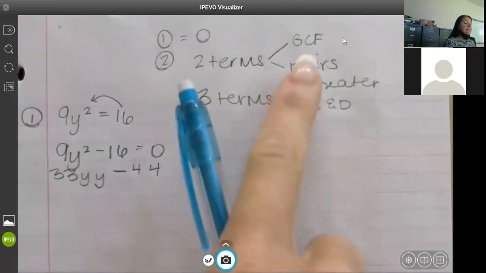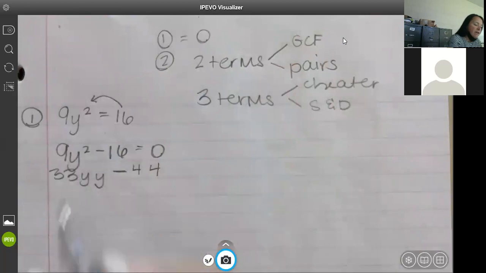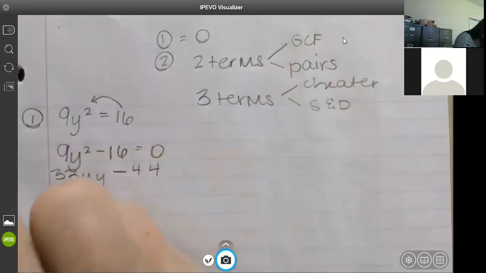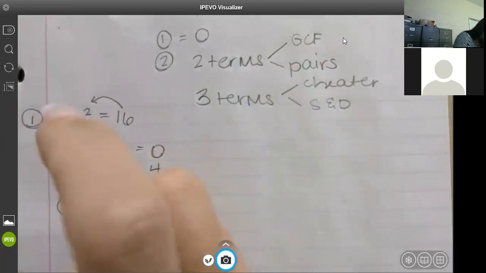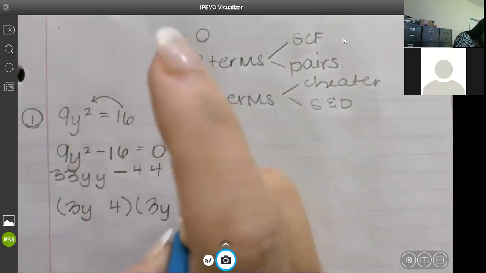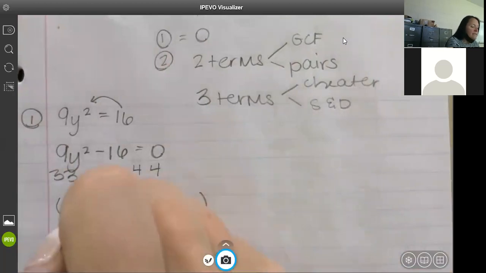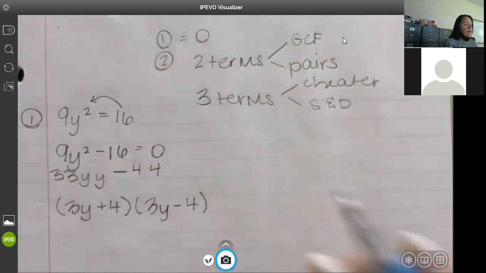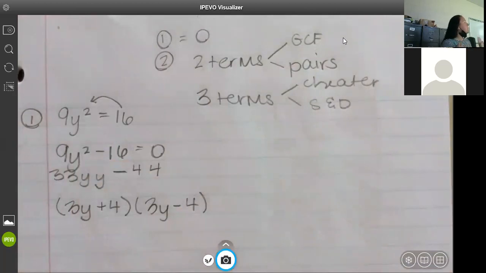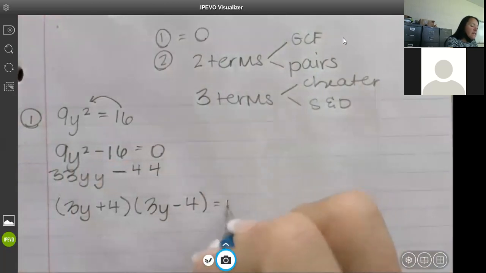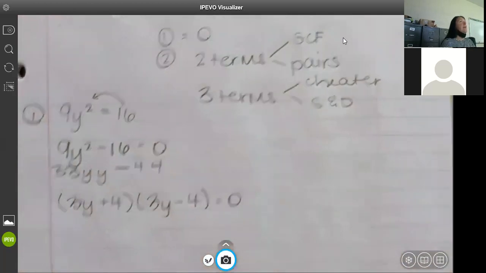So I see that this is not GCF, but it is pairs and share. So I'm going to rewrite. I'm going to share a 3y in the front and a 4 in the back. One is positive, one is negative. So we already knew how to do that from last week. Okay, we did that a lot. The new stuff is that it's equal to 0, and now we just have to find the answer.